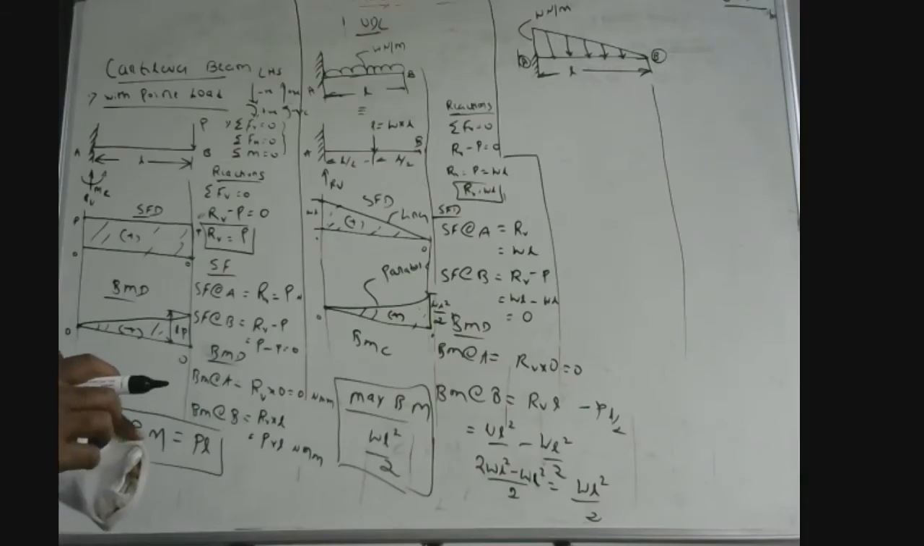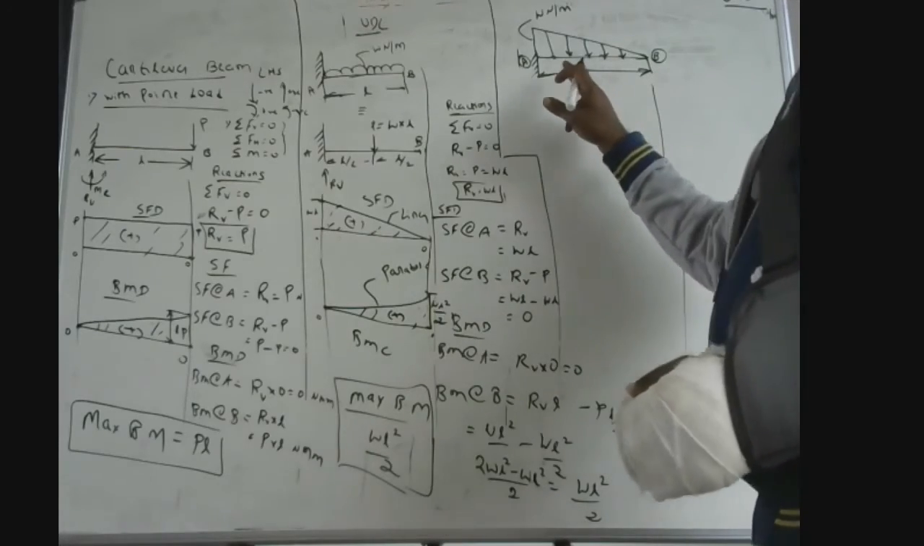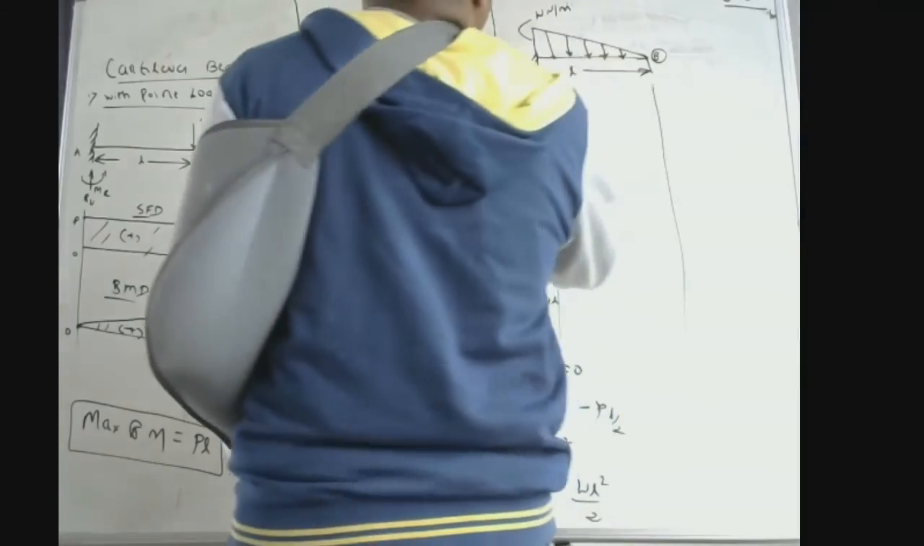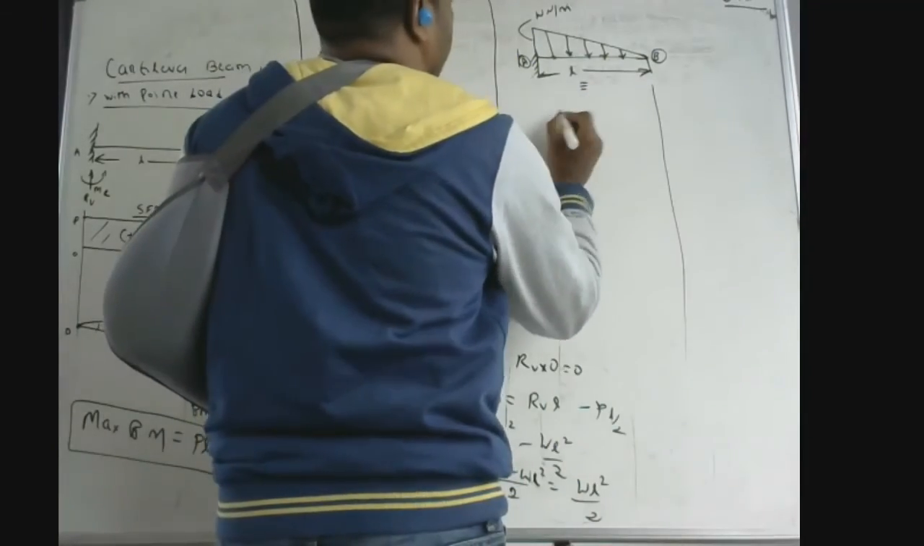Let me go to the third one. Actually, the same cantilever beam will now be subject to a UVL, that is a UVL with triangular load. Same as before, the first step we have to do is convert it into an equivalent point load.